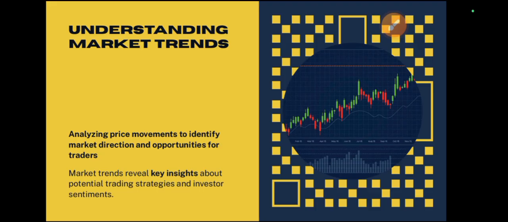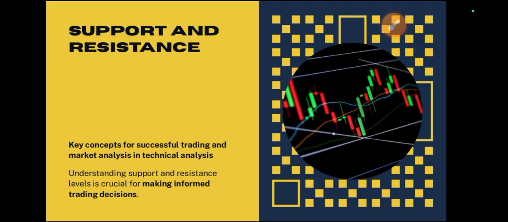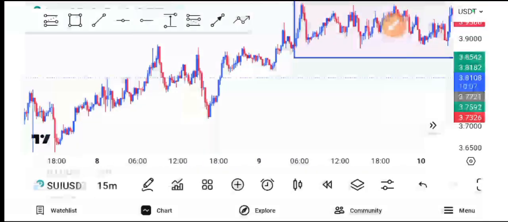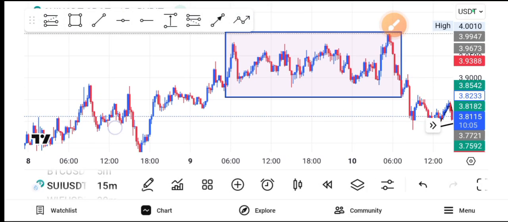So that is it. I have explained the market trends. Now, support and resistance. Let's go to the chart as I show you what support and resistance mean. Let's check what a support means and a resistance. Now let's use this particular place.